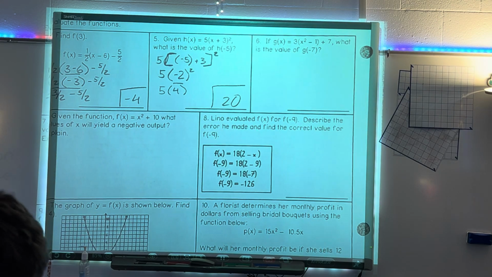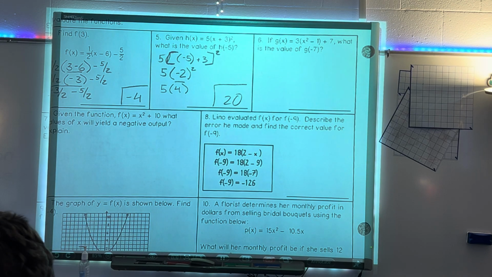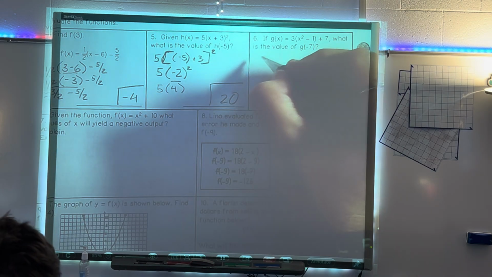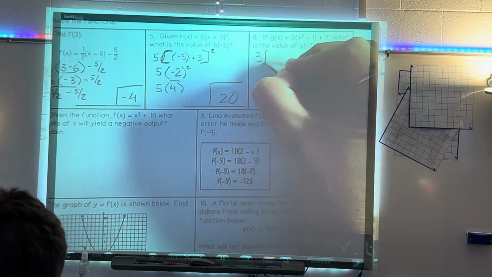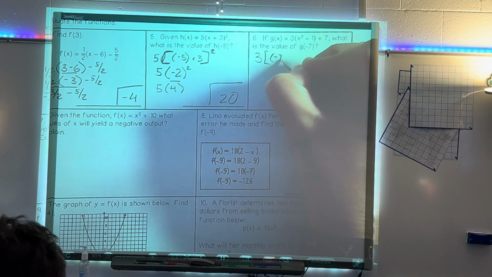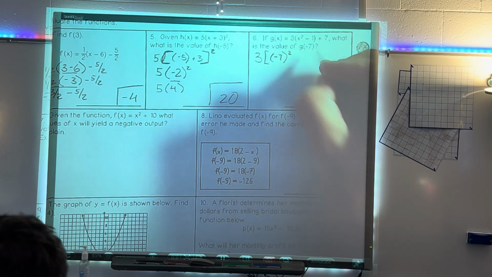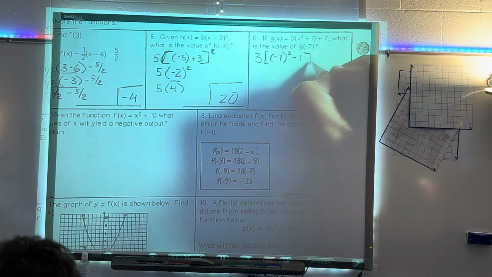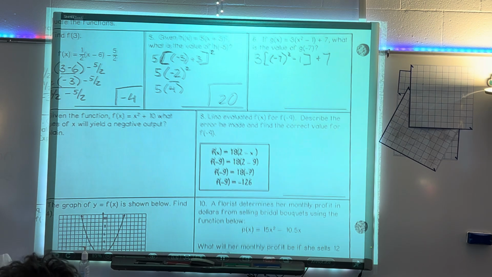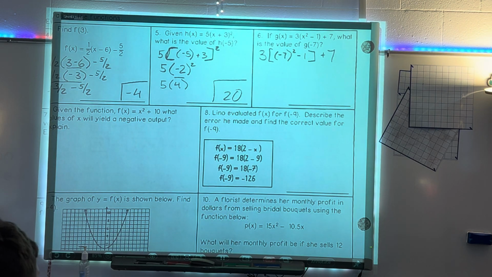Alright, this one says if g of x is equal to 3 times (x squared minus 1) plus 7, what is the value of g of -7? Same drill. I'm going to use a bracket here too, because I'm going to write my -7 like this, square it, minus 1, and then plus 7 back here. We absolutely have to get that -7 in parentheses. A positive number isn't as much of a big deal, but like I said, if you always write it, then you don't have to worry about it.